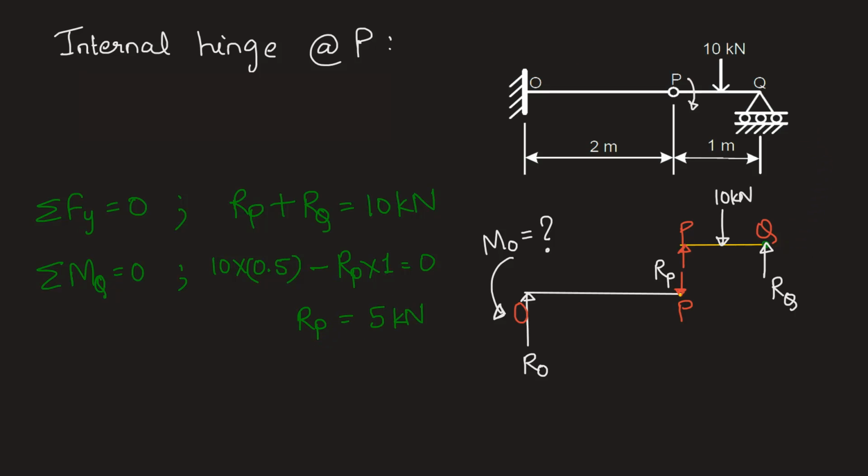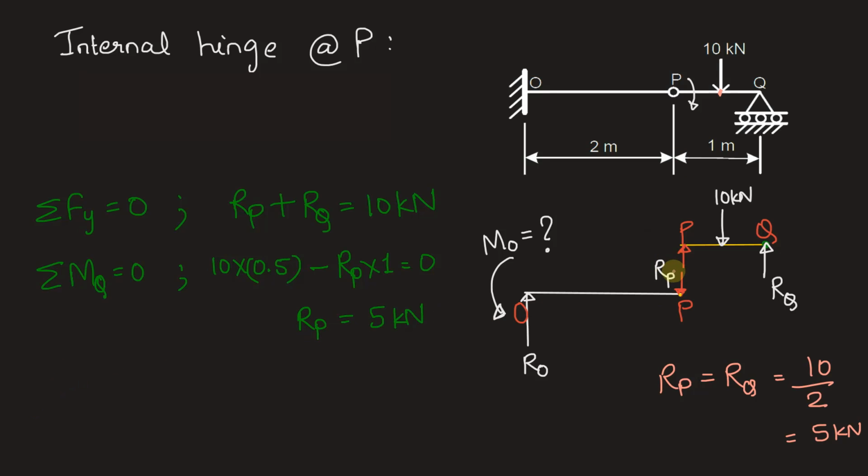You can use the shortcut of symmetry also here. The trick is 10 kN is applied at center of PQ. So the reaction will be distributed equally among the two supports, and hence RP will be equal to RQ will be equal to 10 by 2, that is 5 kN. This is a shortcut that you can use and take the advantage of symmetry. Symmetry of the beam as well as symmetry of the loading.